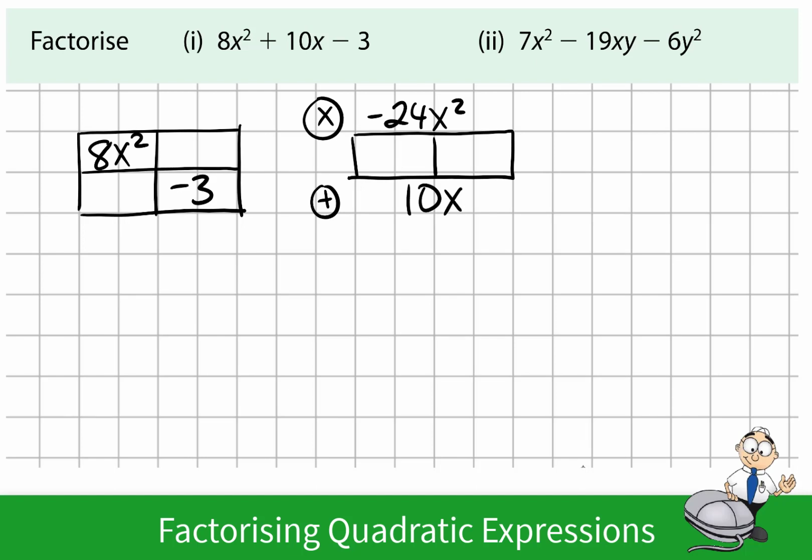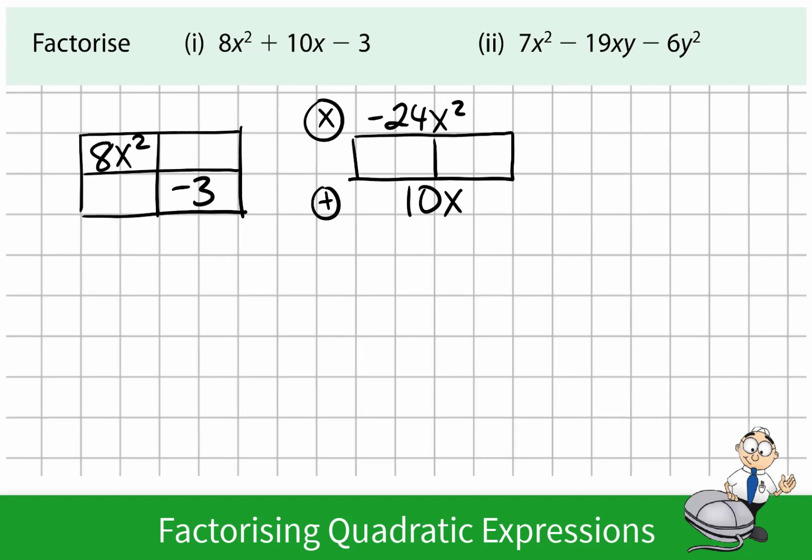So we're thinking of factors of negative 24x squared that add to 10x. We know the signs must be different in these, but the positive number is bigger. So we're thinking maybe if we have 12x and we take away 2x, it adds to 10x, but it multiplies to negative 24x squared. It makes no difference where we put the 12x and the negative 2x into the grid.